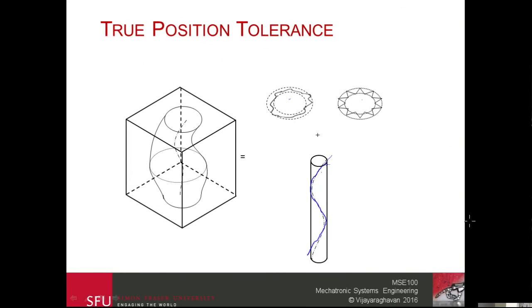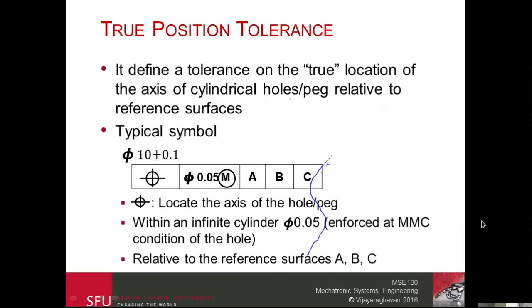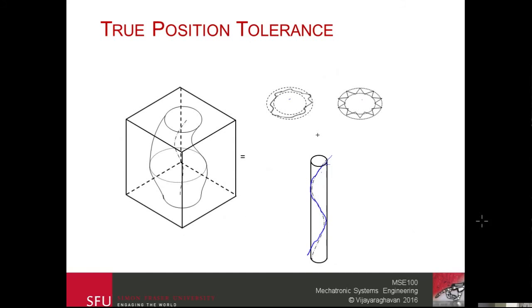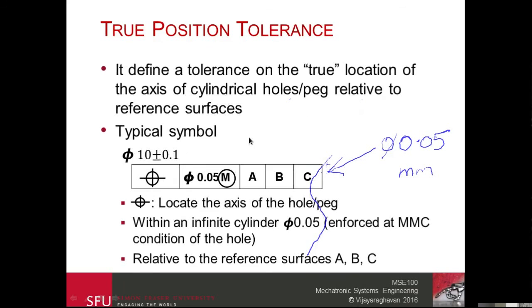If I quickly switch back, the tolerance I said was 0.05. What that means is this cylinder has a diameter phi of 0.05. Because our units are in millimeters, this would be 0.05 millimeters. So that's what I'm referring to when I say my tolerance here, on the previous page, is phi 0.05.